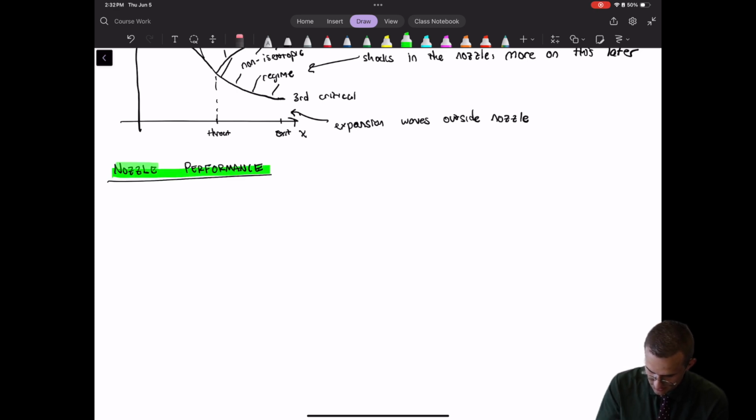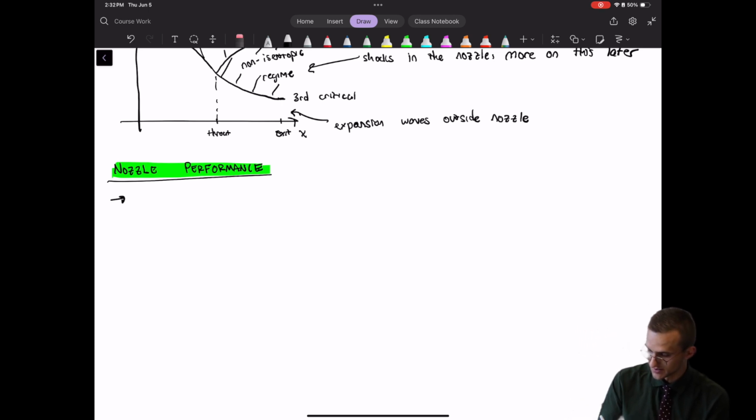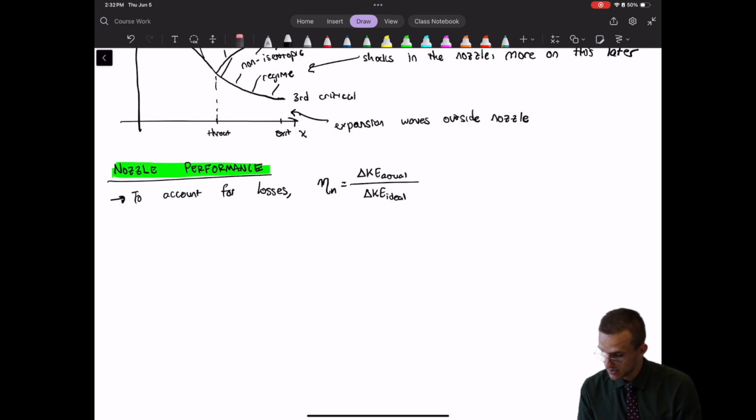Zucker and Villars tried to come up with a way to define some efficiencies for nozzles and diffusers. So to account for losses, we would define the nozzle efficiency eta n as the change in kinetic energy realized by the nozzle divided by the change in kinetic energy of the ideal case with no losses.